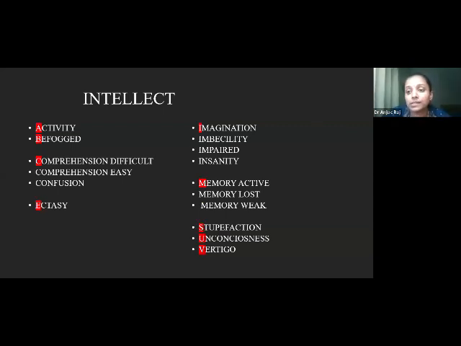These are usual questions in every exam. Anyway, please learn by heart or read daily. It will be remembered. Okay. Imagination, imbecility, impaired, insanity. Then memory, starting with M, 3: memory active, lost and weak. And last S, U, V. Remember like that. Stupefaction, unconsciousness, vertigo. Okay.